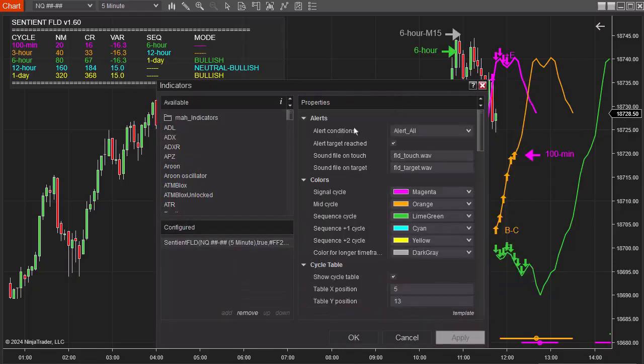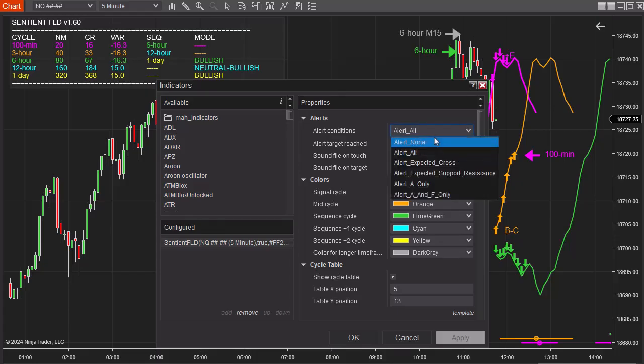Here are the properties that we can adjust for our alerts. First of all, you can see that we have a specification for the alert conditions. At the moment, and by default, all possible conditions are alerted. If we click on this property, you can see here the options. We can disable alerts entirely for a chart by selecting Alert None. We can also specify that we only wish to receive alerts when we are expecting a cross.